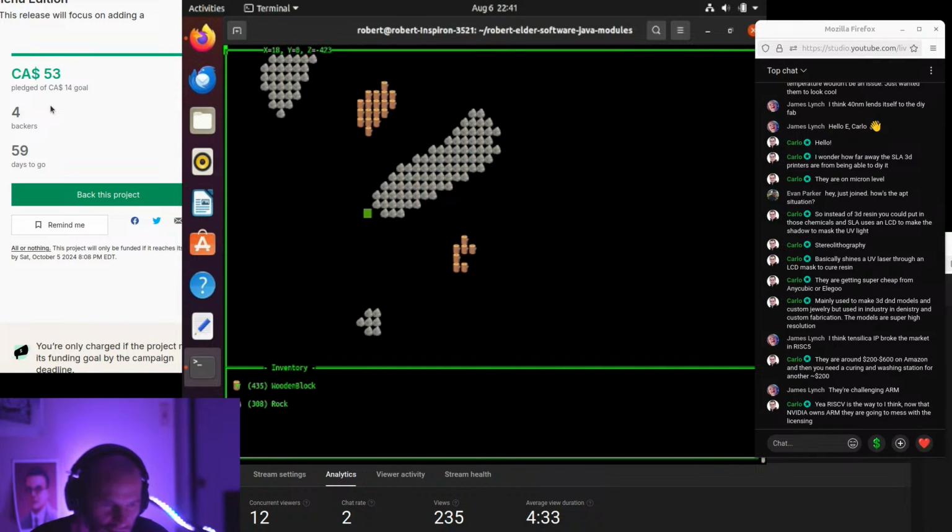RISC-V is way too, I think. Now that NVIDIA owns ARM, they're going to mess with the licensing. Yeah, those companies are so big that they have so much control. I don't know. They almost become like monopolies because so many people need the service that they provide.